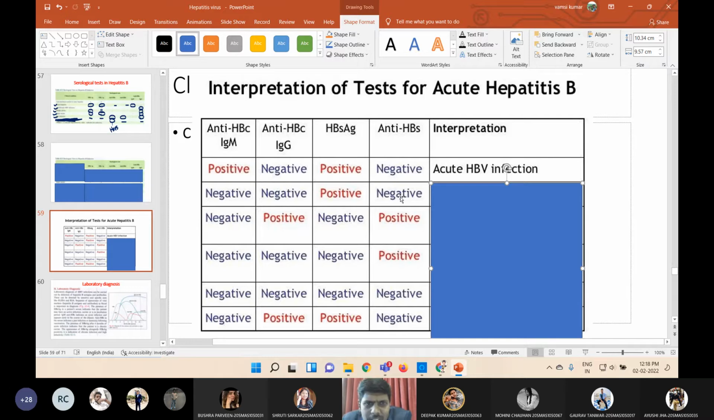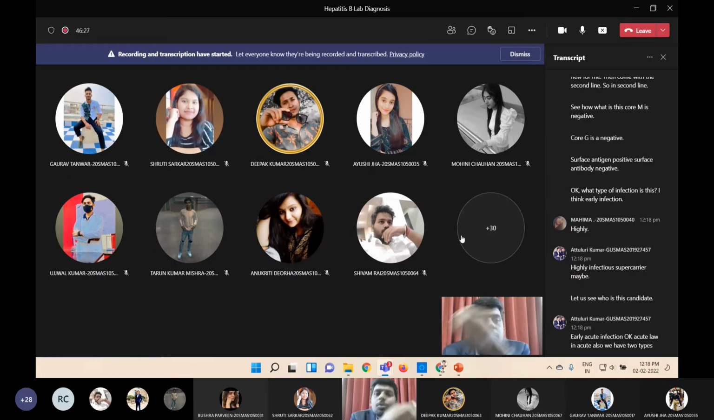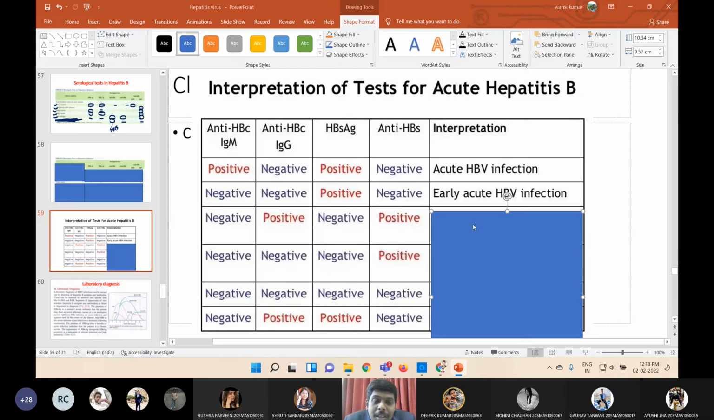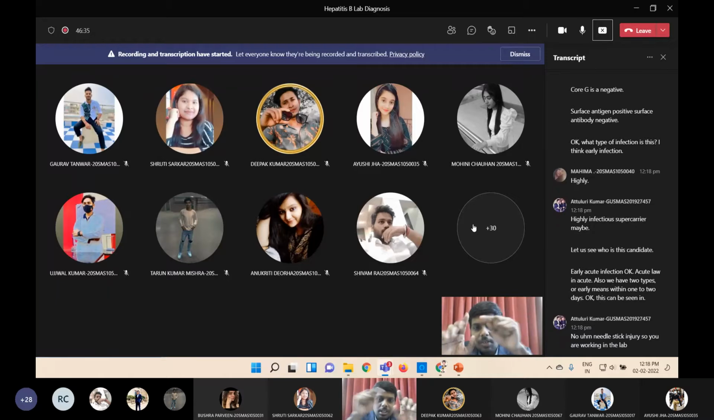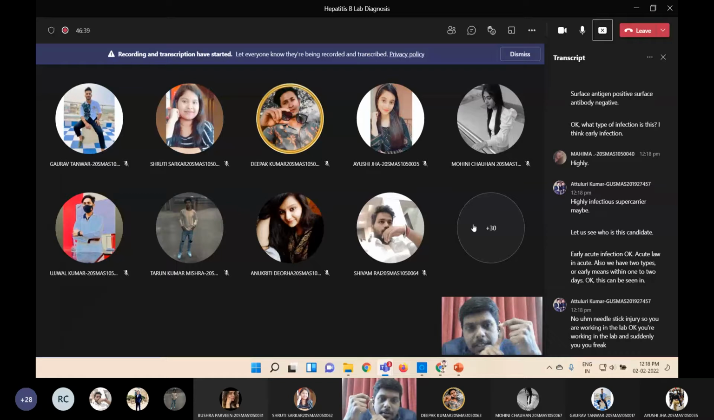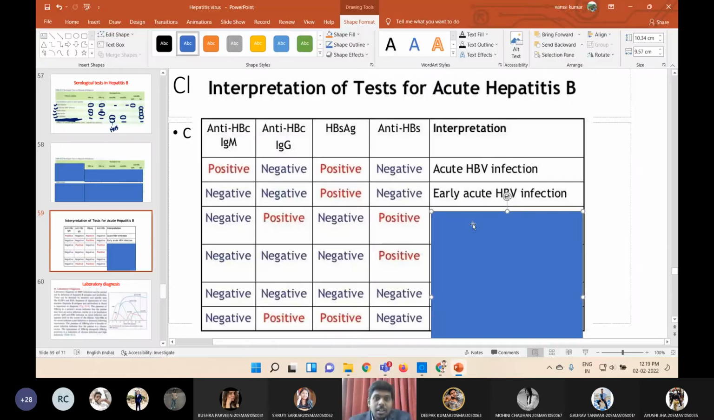Let us see who this candidate is. Early acute infection. In acute infection also we have two types. Early means within 1 to 2 days. This can be seen in needle stick injury. You are working in the lab and suddenly you prick yourself with the infectious virus. That is why the antigen appears immediately. Or also there is one more thing.